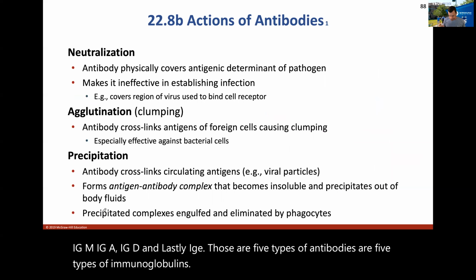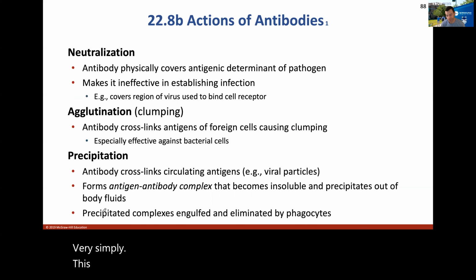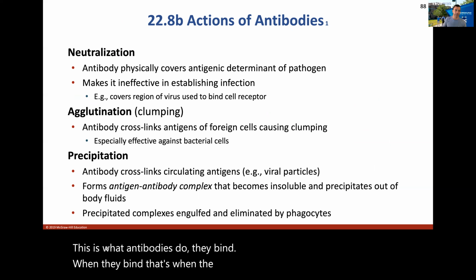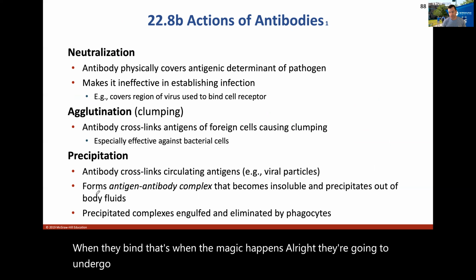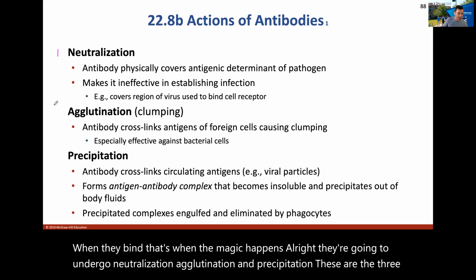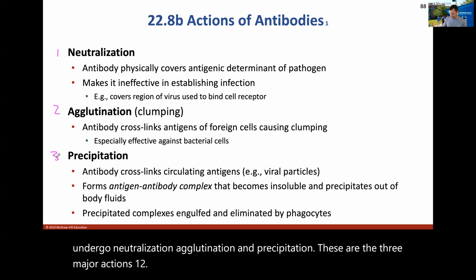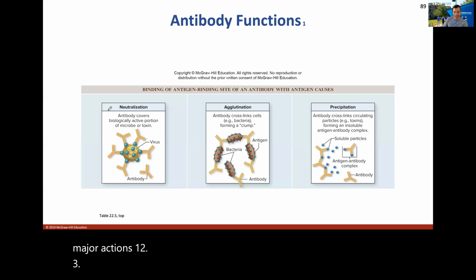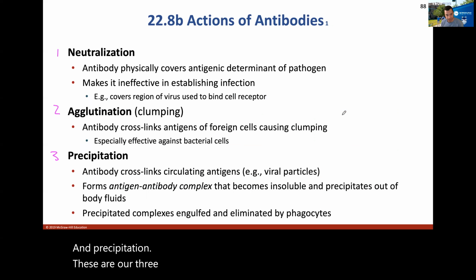Very simply, this is what antibodies do. They bind. When they bind, that's when the magic happens. They're going to undergo neutralization, agglutination, and precipitation. These are the 3 major actions: 1, 2, 3. Neutralization, agglutination, and precipitation. These are our 3 main functions for antibodies.